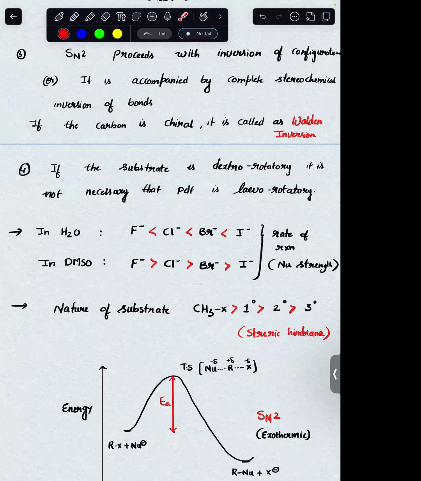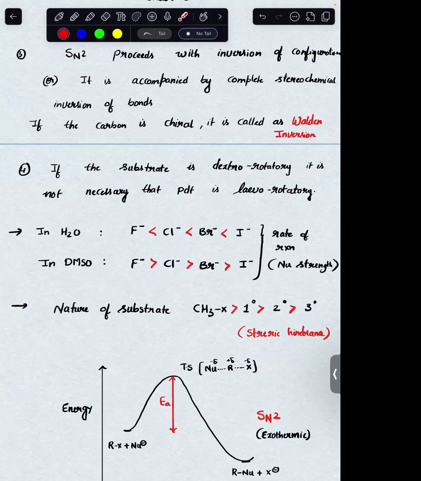In DMSO, the negatively charged ion is not solvated, so you need not worry about it. You compare the basic strength, which will become the nucleophilic strength. The order of basic strength is F minus is higher. So F minus is greater than Cl minus, Br minus, I minus. Everyone with me? Yes.